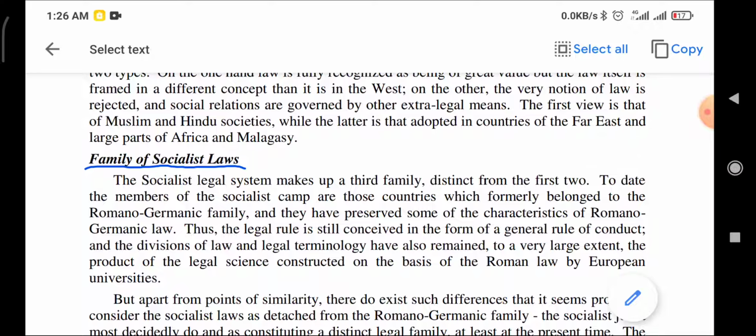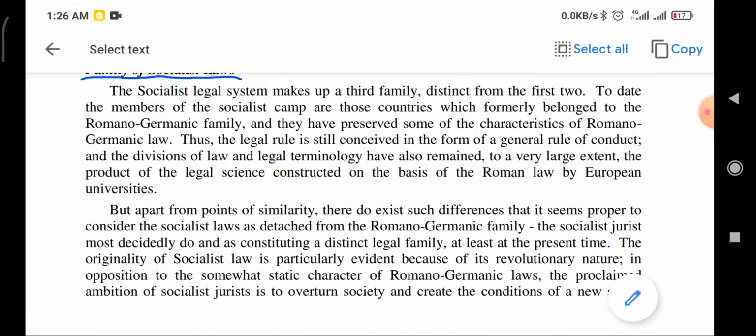The socialist legal system makes up a third family, distinct from the first two. To date, the members of the socialist camp are those countries which formerly belonged to the Roman Germanic family, and they have preserved some of the characteristics of the Roman Germanic family. Thus, the legal rule is still conceived in the form of a general rule of conduct, and the division of the law and the legal terminology have also remained to a very large extent the product of the legal science constructed on the basis of Roman law by the European universities. But apart from points of similarity, there do exist such differences that it seems proper to consider the socialist laws as detached from the Romano-Germanic family.